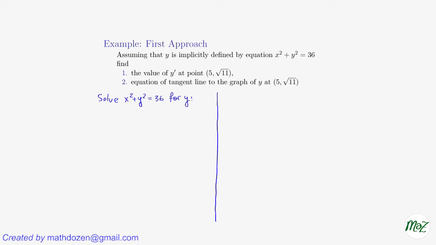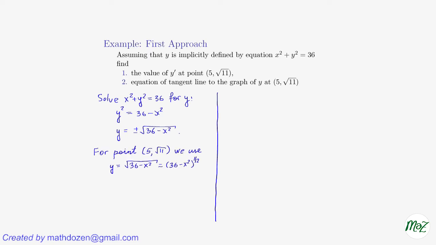Solve x squared plus y squared equals 36 for y. So move x squared to the other side and get y squared equals 36 minus x squared. Then take the square root of both sides. Get y equals plus or minus square root of 36 minus x squared. Then, since we're working with the point 5, square root of 11, we have the positive y coordinate, so we're choosing the positive formula for y. And the square root of 36 minus x squared is the same as 36 minus x squared to the 1/2 power.